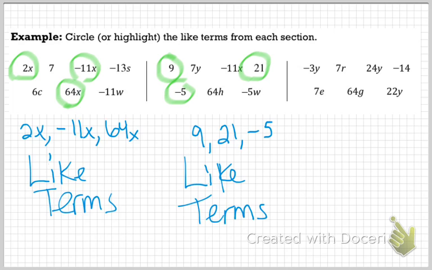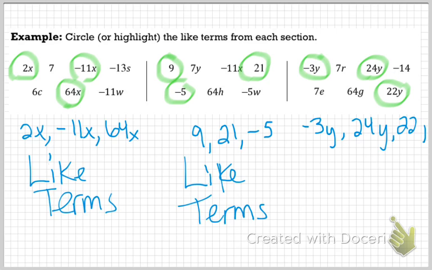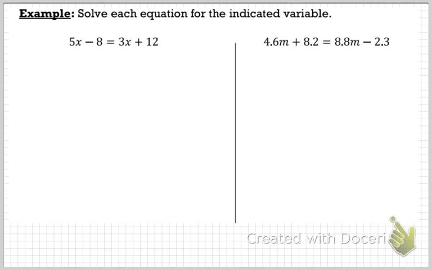And finally, on this last example, there's one specific variable that they all have in common, and it's the y. So we have that the negative 3y, the 24y, and the 22y are like terms. So hopefully this is enough explanation of what we mean by like terms.